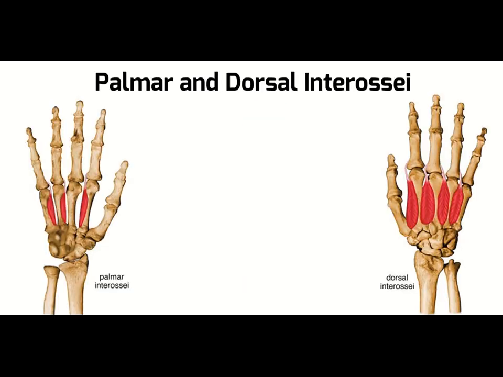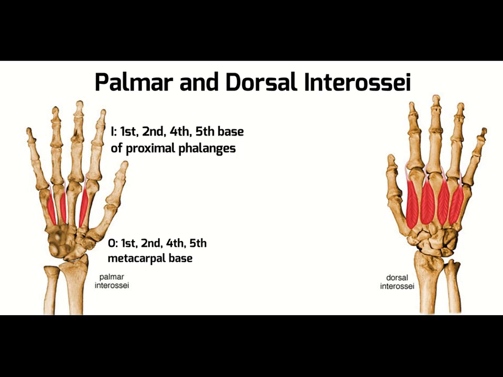The palmar interossei originate on the base of the 1st, 2nd, 4th, and 5th metacarpals. They insert onto the base of the proximal phalanx of those same fingers, so the 1st, 2nd, 4th, and 5th proximal phalanx. It's innervated by the ulnar nerve along with the dorsal interossei, and it helps with adduction of the thumb, 2nd, 4th, and 5th fingers, all moving towards the middle finger. Then it also helps with flexion of the thumb, 2nd, 4th, and 5th fingers, and extension of the thumb, 2nd, 4th, and 5th fingers.